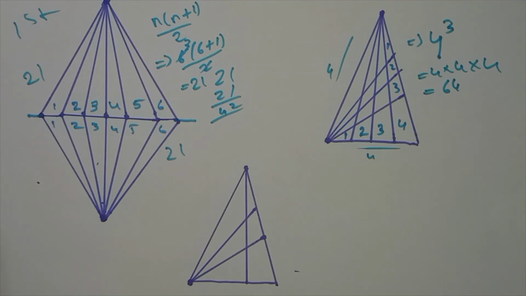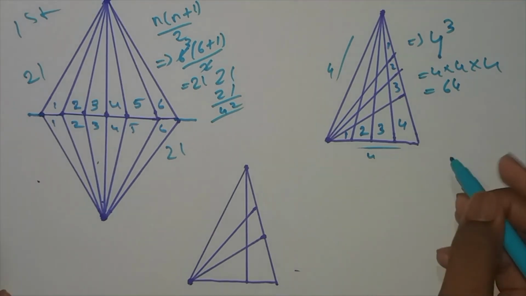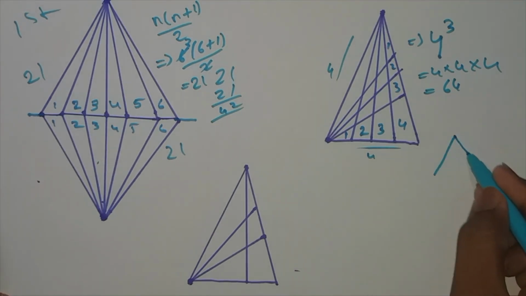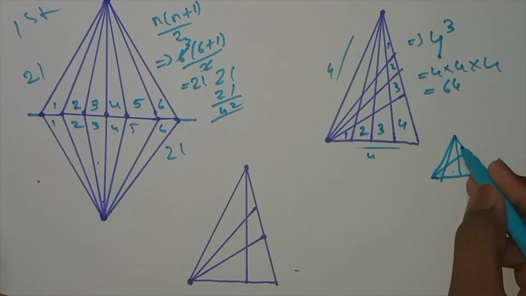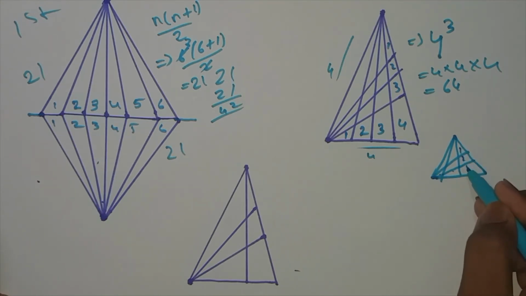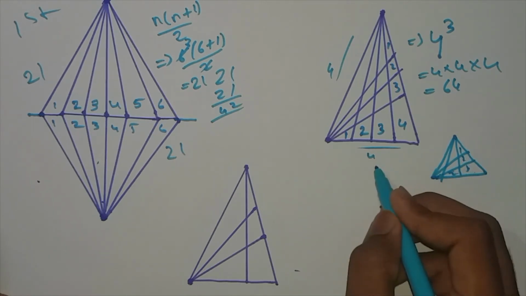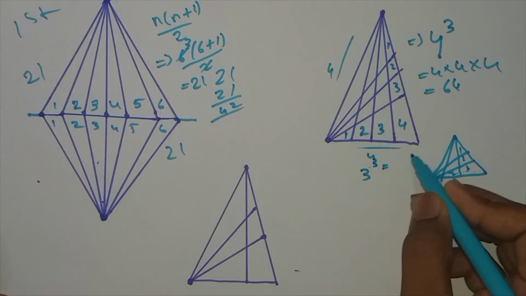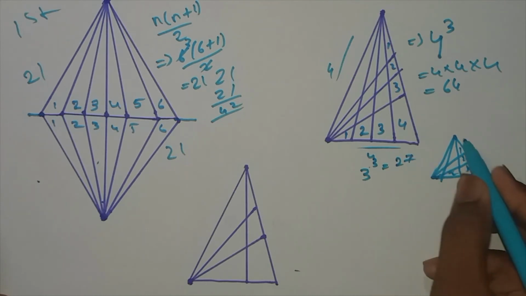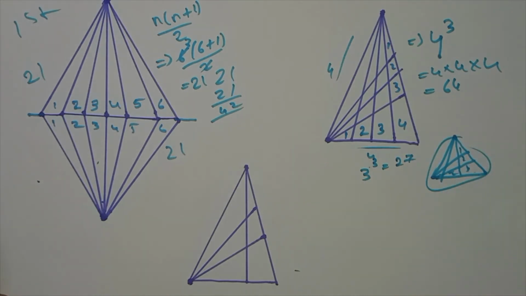So let's take another example. This is the given triangle. It has an equal number of divisions. That means it has 3, it has 3. So take the highest number, that means 3. 3 is the highest number, and take the cube of that. 3 cube, so in total there are 27 triangles. I think you can understand this easy trick.